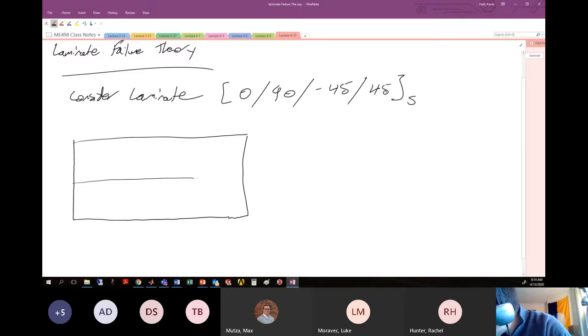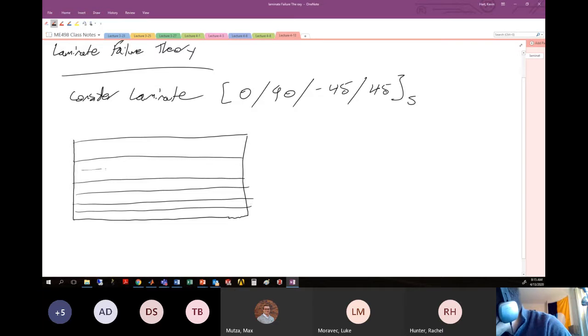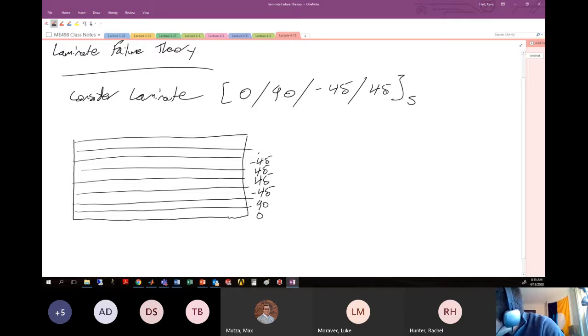And I got to cut it in half, and cut it in half, and then cut each one of those in half. Is that right? Yes. Okay. So we have a 0, 90, negative 45, 45, 45, negative 45, 90, 0. Okay, so this is our laminate.